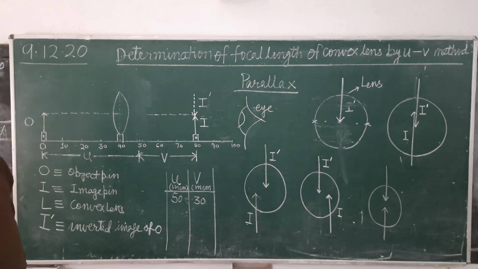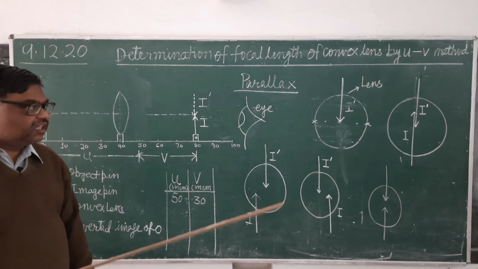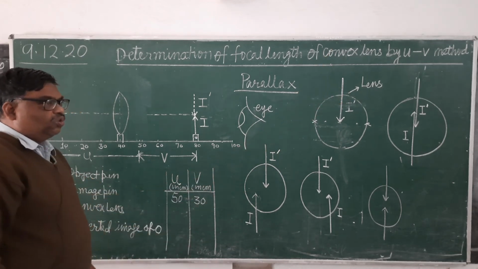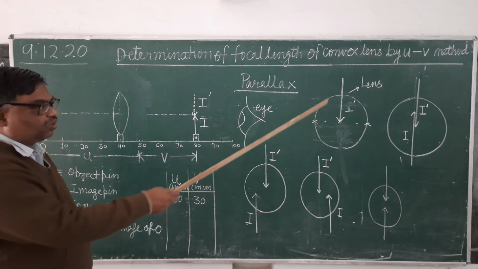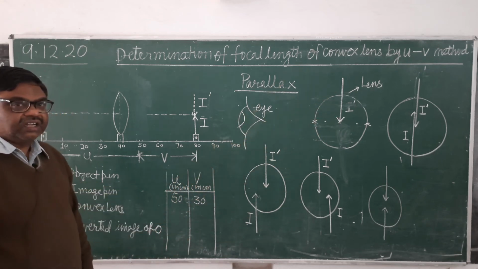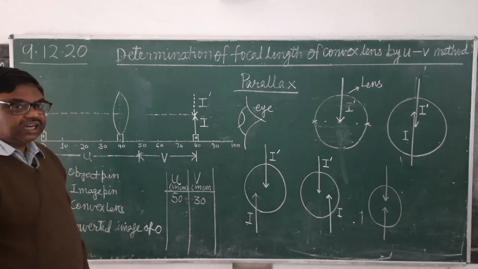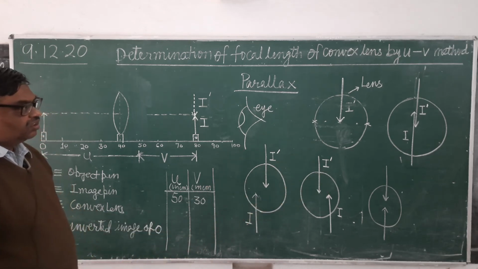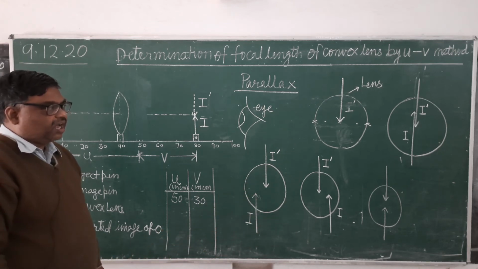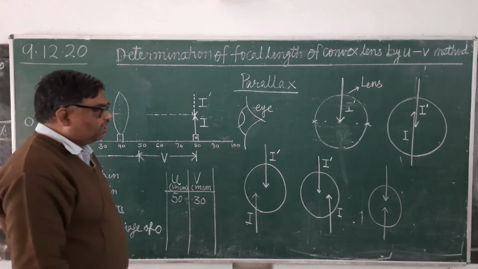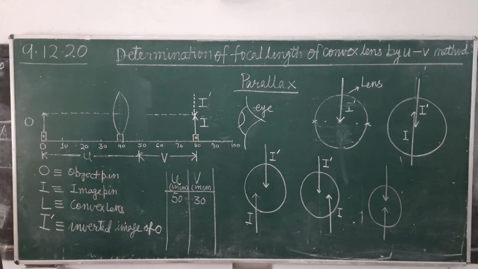In that case you will find the inverted image I dash at the center. Now you notice the position of the image pin with respect to the inverted image at the center. You will find either it is on the left side or on the right side, meaning they are not along the same line. So you will bring them in the same line. How will you bring them in the same line? By using these lateral movement screws.